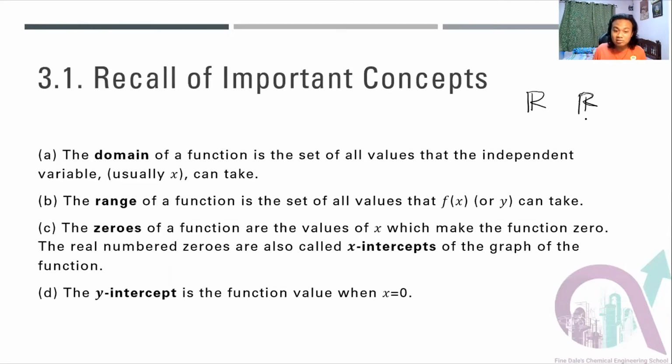Zeros of a function are the values of x which make the function zero. Real number zeros are also the x-intercepts of the graph of the function. So whichever values make the function zero are the zeros of the function. And the y-intercept is the value of the function when x is equal to 0.